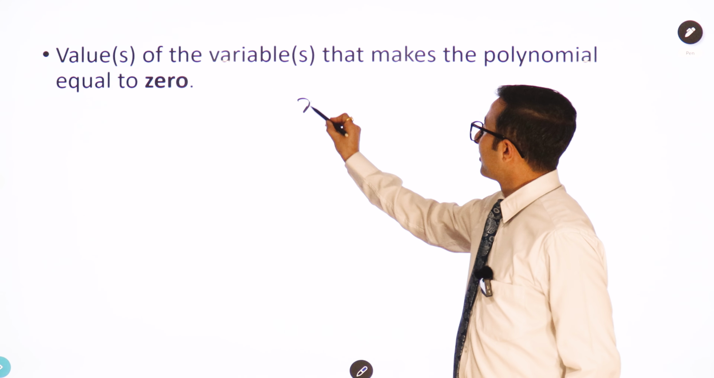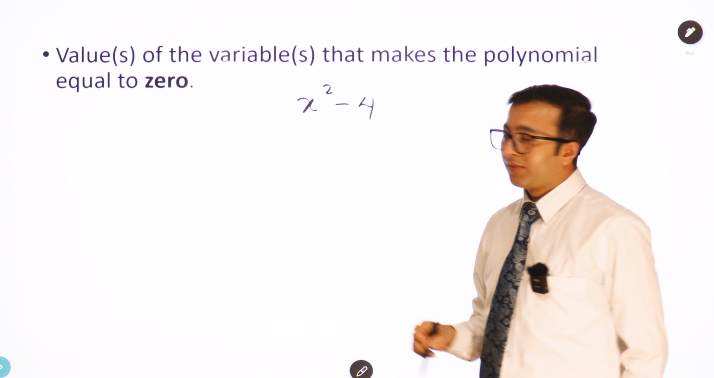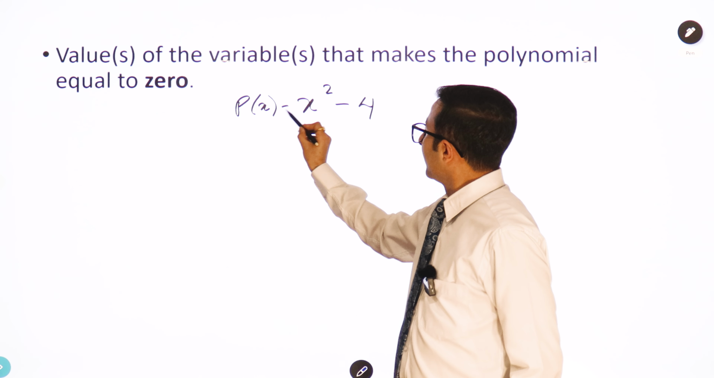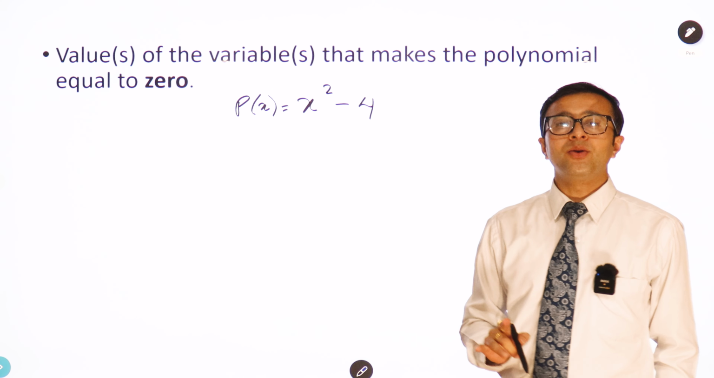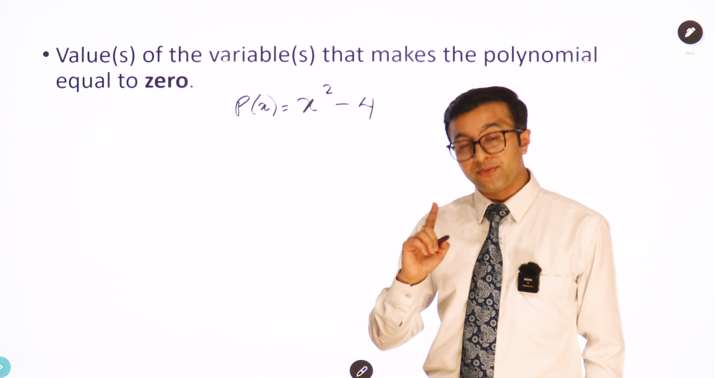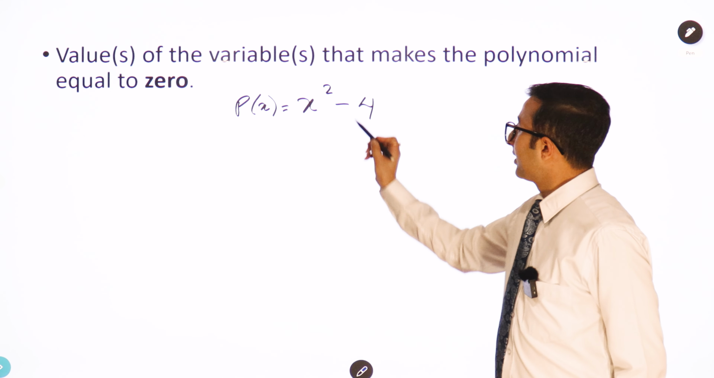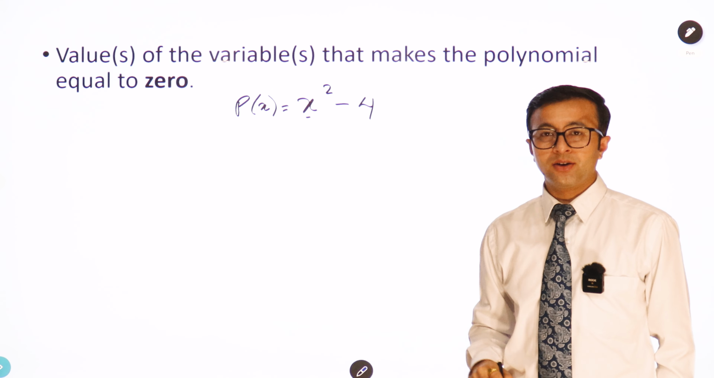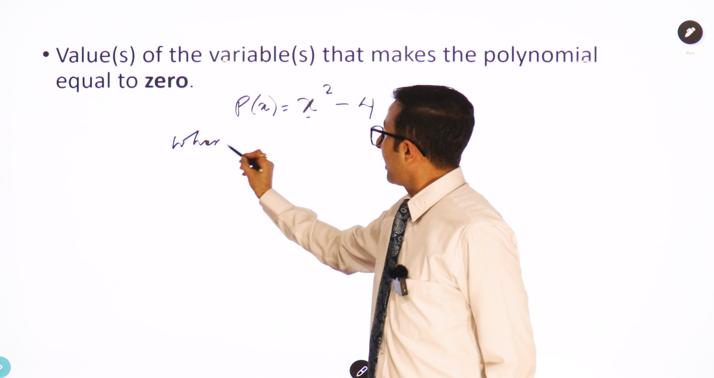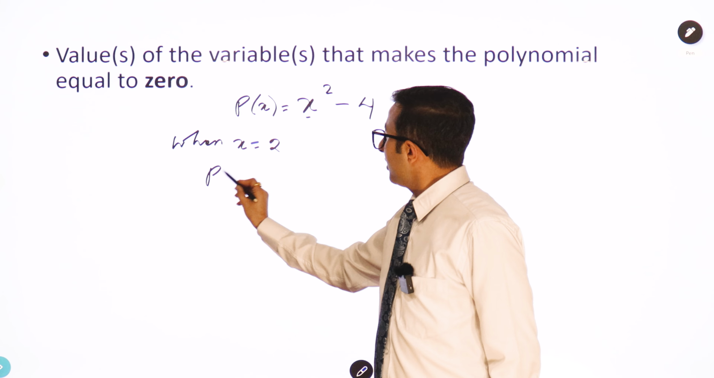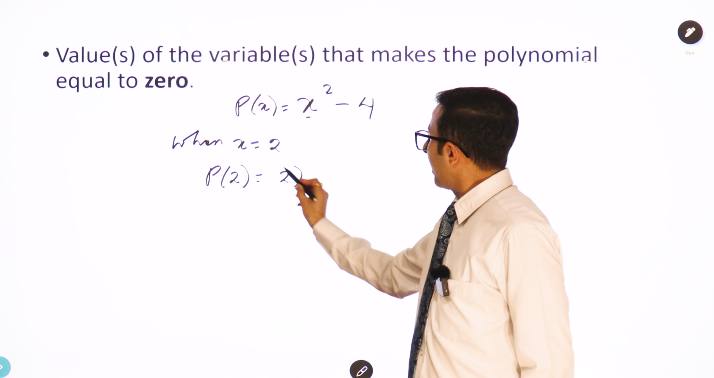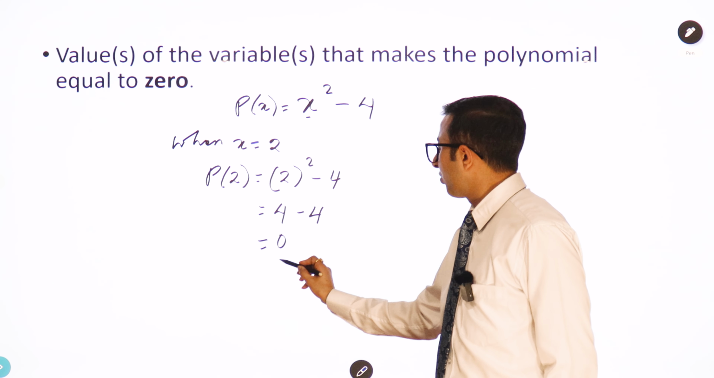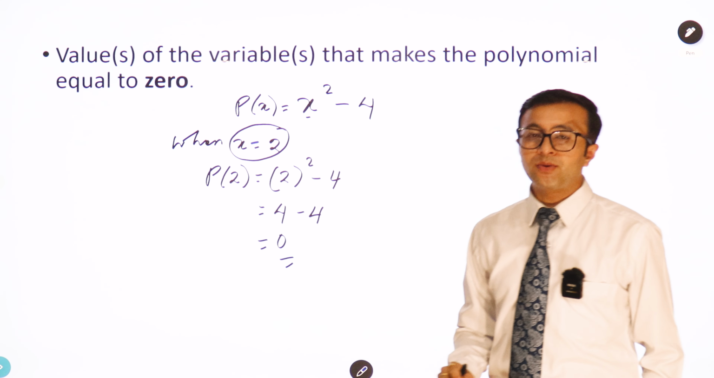I want to write one example here, which is x square minus 4. Look at this polynomial: in the variable x, the degree is 2. We just want to find the value or values of the variable, here x, which make this whole polynomial 0. First of all, for sure, when x equals 2, p of 2 will be 2 square minus 4. 2 square is 4, minus 4 gives us 0. So it is clear that x equals 2 is one of the roots.